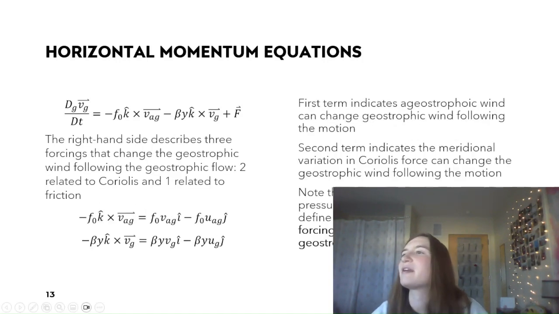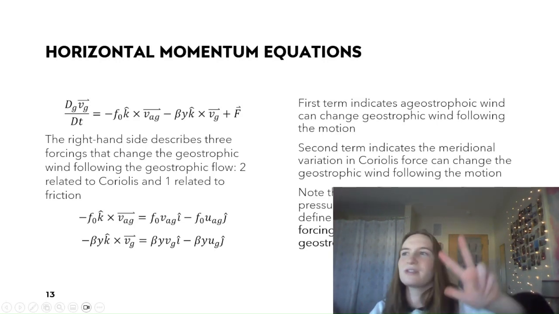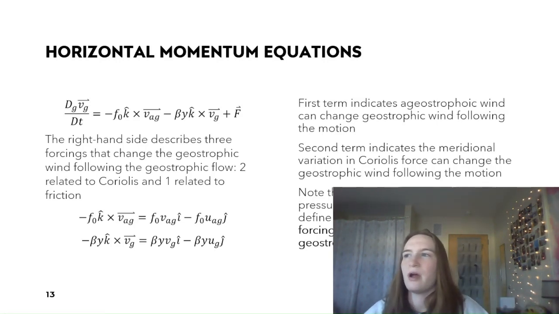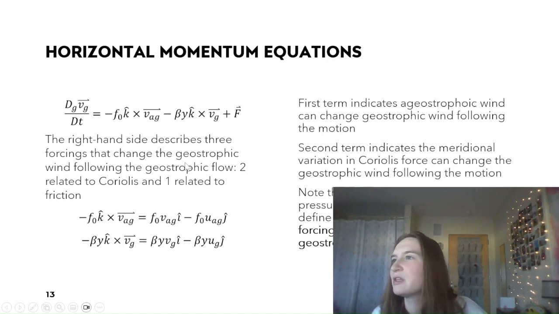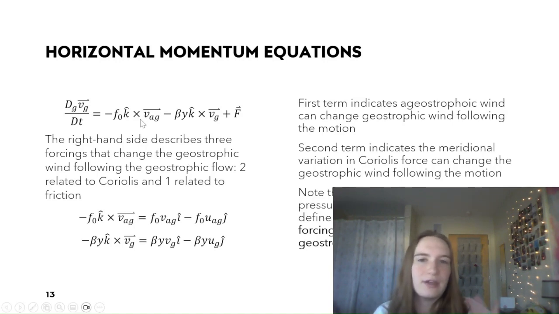All right, our right-hand side describes three forcings that change the geostrophic flow. Two are related to Coriolis. That would be this one and this one. And one's related to friction. That would be this one. Our first term indicates the ageostrophic wind can change the geostrophic wind following the motion. So you'll see this V_ag here, that's the ageostrophic wind. That's in our horizontal momentum equation for V_g, so we know that it can change the geostrophic wind following the motion, as in D/Dt, that complete derivative there.